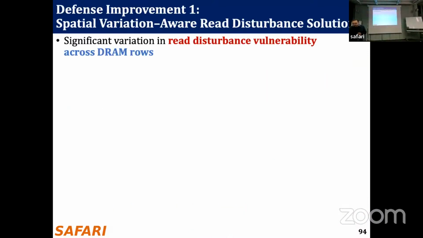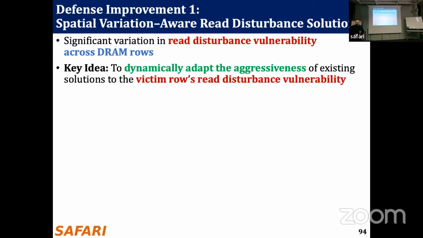Okay, so as an example of defense improvement, we observed some significant variation in read disturbance vulnerability across DRAM rows. And a key idea is to dynamically adapt the aggressiveness of existing solutions to the victim row's read disturbance vulnerability. So how can you do that? Basically, you know which row is under attack, and you know the read disturbance vulnerability of that row. So you can make the existing RowHammer solution more aggressive or less aggressive based on the profile that you have.